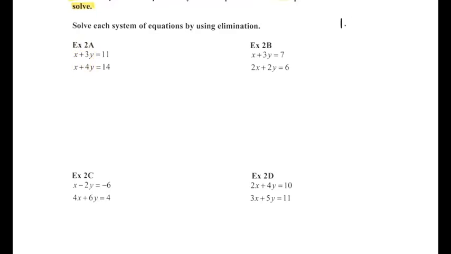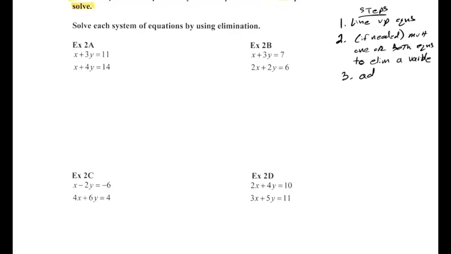So step 1 is line up equations. They're already lined up for us. But if that wasn't the case, you have to put them both in standard form and line them up. Step 2, we're going to multiply if needed, because sometimes, like the ones we did in the beginning, you don't need to. Multiply one or both equations to eliminate a variable. Step 3, add and solve. And then step 4, don't forget to substitute the solved variable back in to find the remaining variable. So those are the steps.